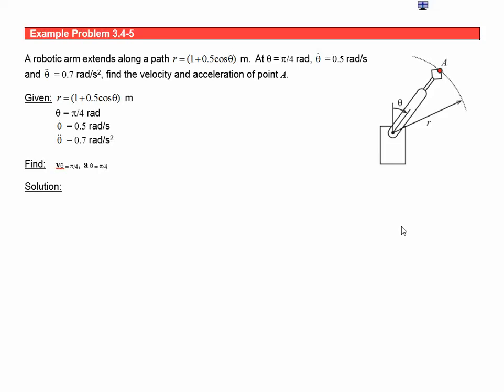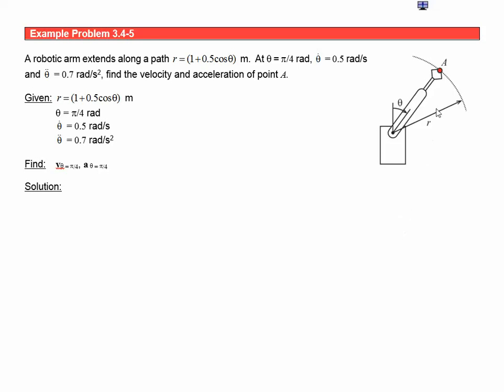This is an example of using polar coordinates. Let's read the problem statement. A robotic arm extends along a path equal to r equals 1 plus 0.5 cosine theta meters. At theta equals pi over 4 radians, theta dot equals 0.5 radians per second, and theta double dot equals 0.7 radians per second squared, find the velocity and acceleration of point A.